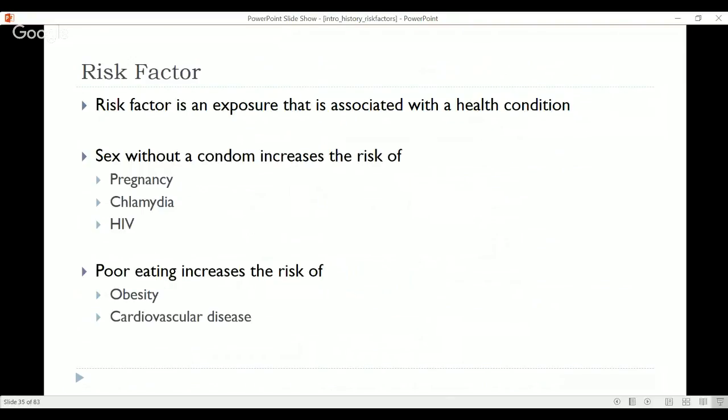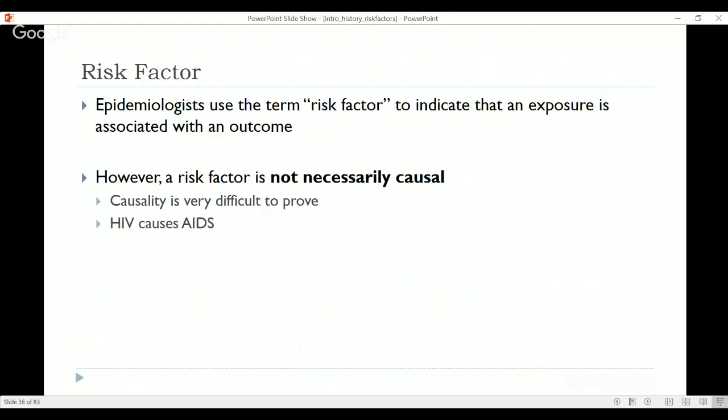So a risk factor is an exposure that is associated with a health condition. So you could say sex without a condom increases the risk of pregnancy, chlamydia, HIV. Poor eating increases the risk of obesity, cardiovascular disease, and risk assessment is really a cornerstone of epidemiology. Epidemiologists will use the term risk factor to indicate that an exposure is associated with an outcome. And what you guys this semester are going to be doing is risk factor epidemiology.